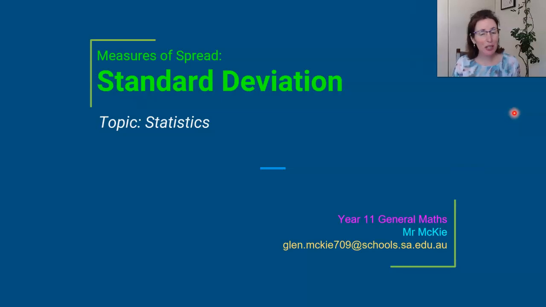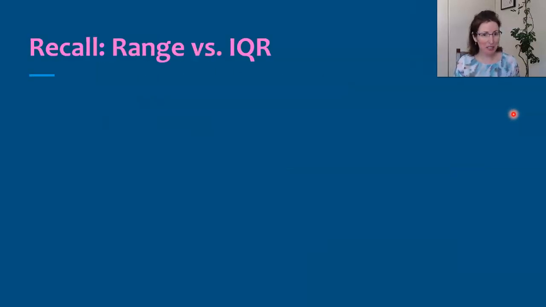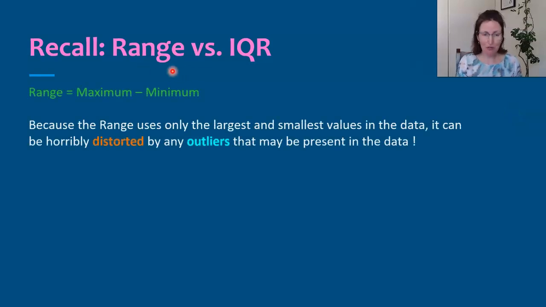Hello, in this video we're going to look at standard deviation in our topic of statistics. So let's think about what we do know first. We've been through range and IQR, the interquartile range. So what are they? The range is the maximum take the minimum value.